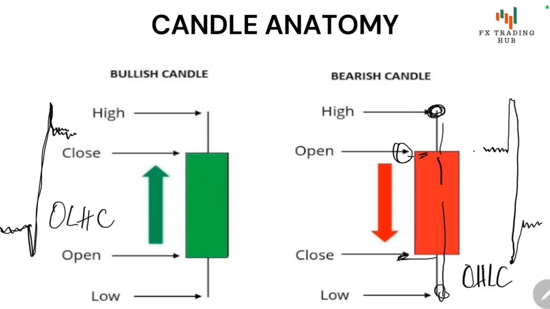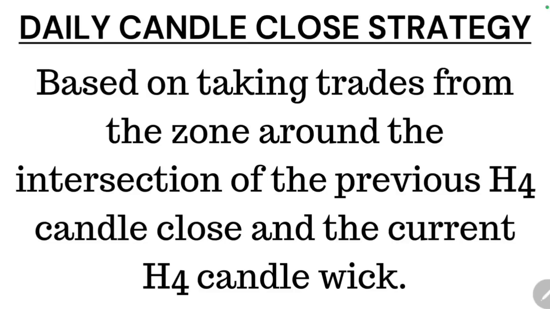So that is the candle anatomy. You need to know the candle open, the candle high, the candle low, and the candle close for either a bullish case or a bearish case. This is needed in this strategy, okay? Now, this strategy is based on taking trades from the zone around the intersection of the previous H4 candle close and the current H4 candle wick, which some people call shadow.